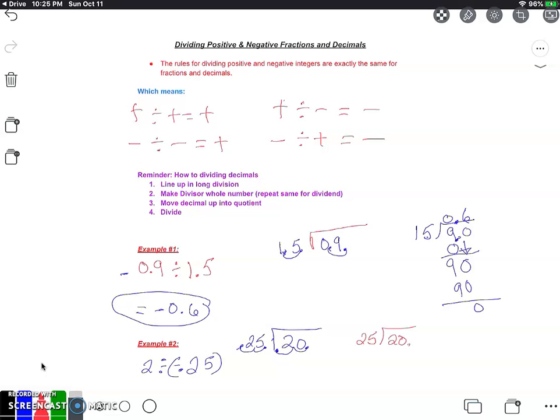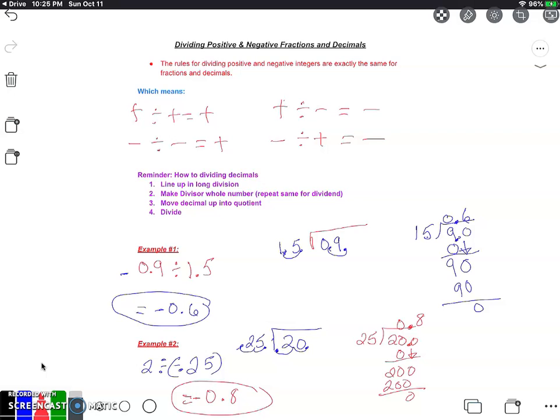And 20, remember, my decimal is right here, and it goes straight up into my answer. 25 goes into 20 0 times because 25 times 0 is 0. Left with 20, add my 0, bring it down. Well, 25 goes into 200 8 times because 25 times 8 is 200. And now I'm left with 0. So this is equal to 8/10. And because I had a positive divided by a negative, it should have been a negative 8/10.